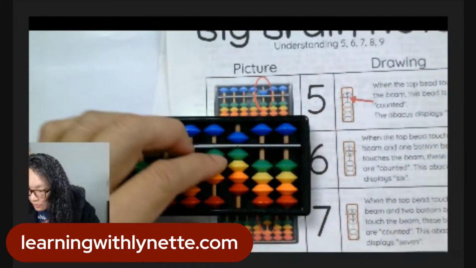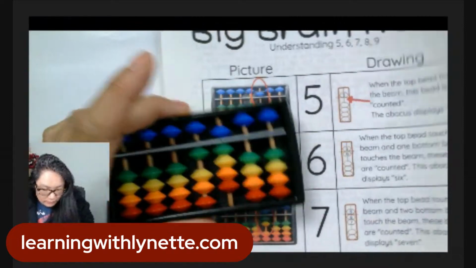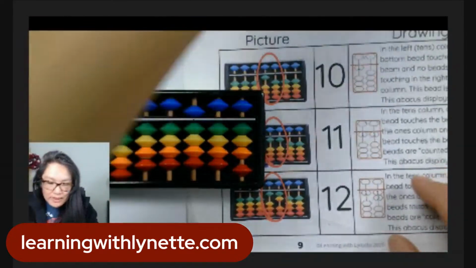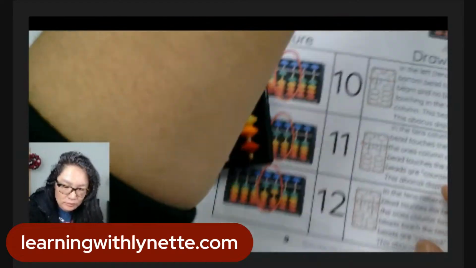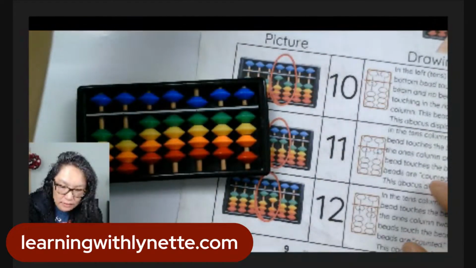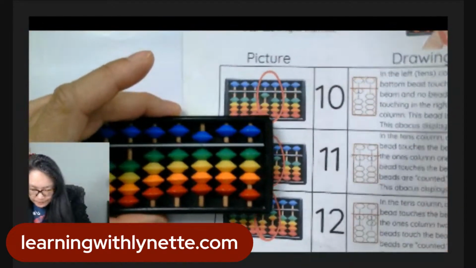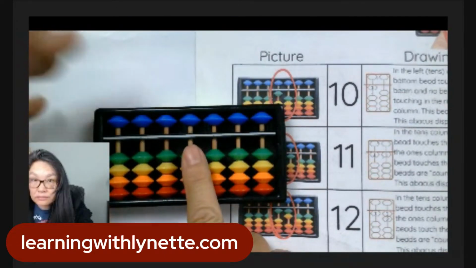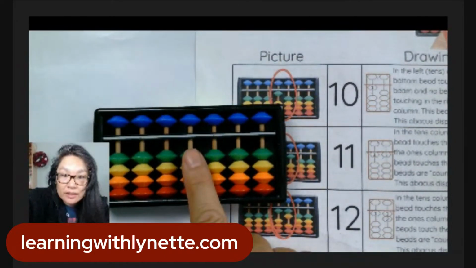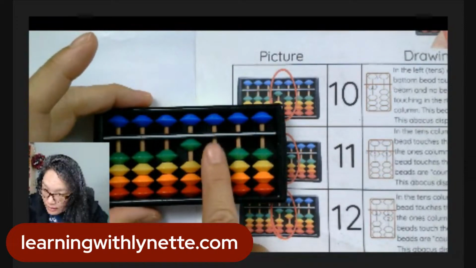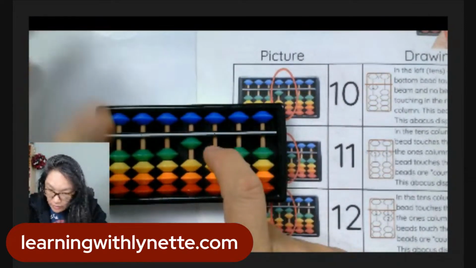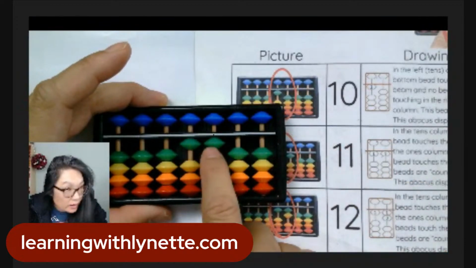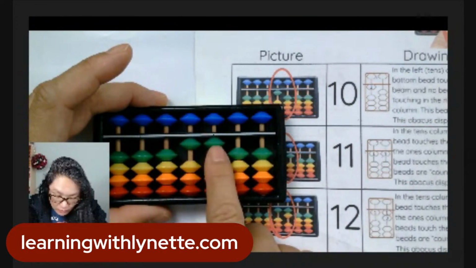So what's after 9? Well, after 9 is 10. That's what 10 looks like. 0, 1. So we have our 1 and our 0. If we notice, we have 11. 11 is 1 and a 1. So because we have 1 and a 1, this is 11.